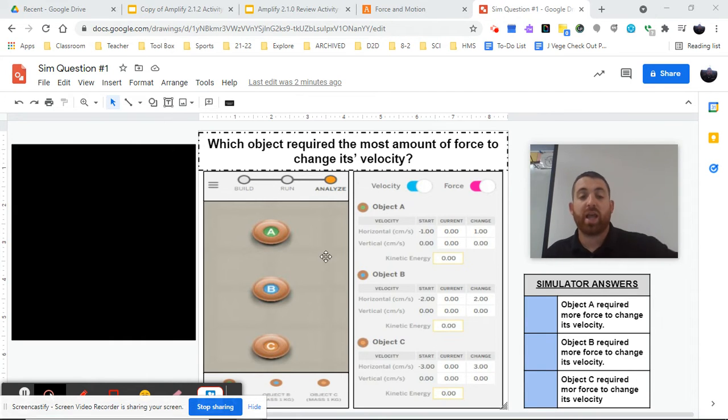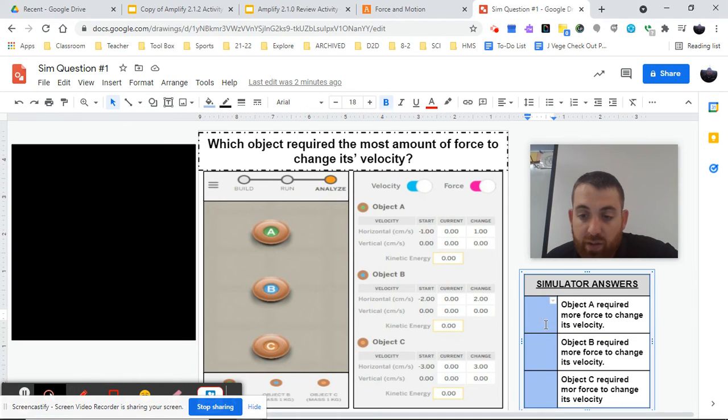So the question we're looking to answer is, which object required the most amount of force to change its velocity? And your answers are object A required more force to change its velocity, object B, or object C. Your job, thinking about our key concepts, is to ask yourself which one of these requires the most force to change velocity. Take a second to put your X wherever your answer should go. Pause the video at this point to think about it, and then resume the video when you're ready to go over the answer.